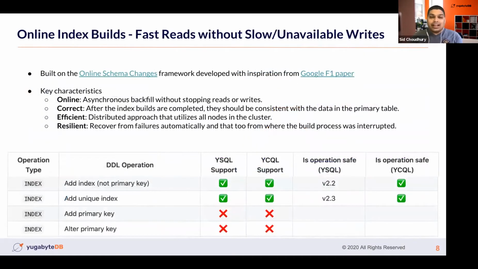Let's go to the second aspect. And this is also a very important problem, especially in a distributed relational database. And that is about online index builds. Now, why do we need indexes? Because we want to make our reads or queries faster, and make some of those queries be based on the non-primary key attribute.